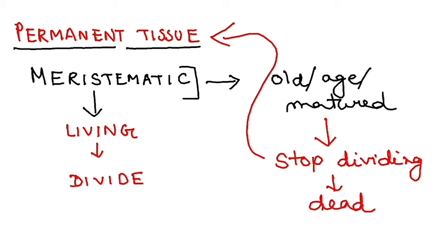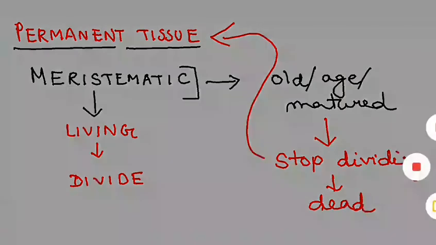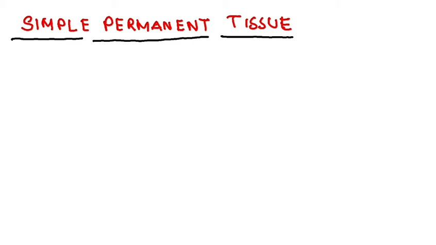Now after learning the basics of permanent tissue, let us try to understand the various types of permanent tissues. There are two kinds of permanent tissues, simple and complex. Let's try to understand simple permanent tissues first. The very first kind of simple permanent tissue is called parenchyma. Parenchyma. You have to be careful with the spelling of the word.